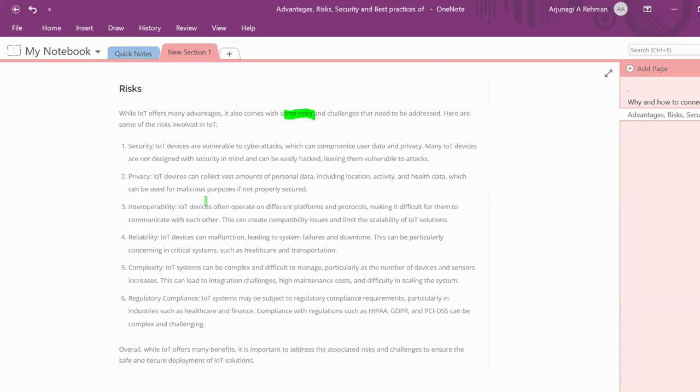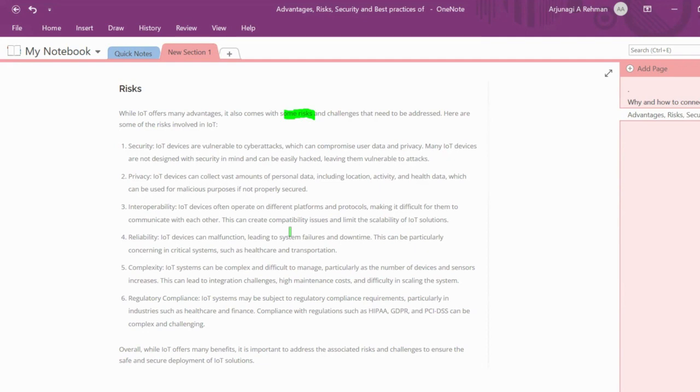Third point is interoperability. So let's first see this point. IoT devices often operate on different platforms and protocols, making it difficult for them to communicate with each other. This can create compatibility issues and limit the scalability of IoT solutions.